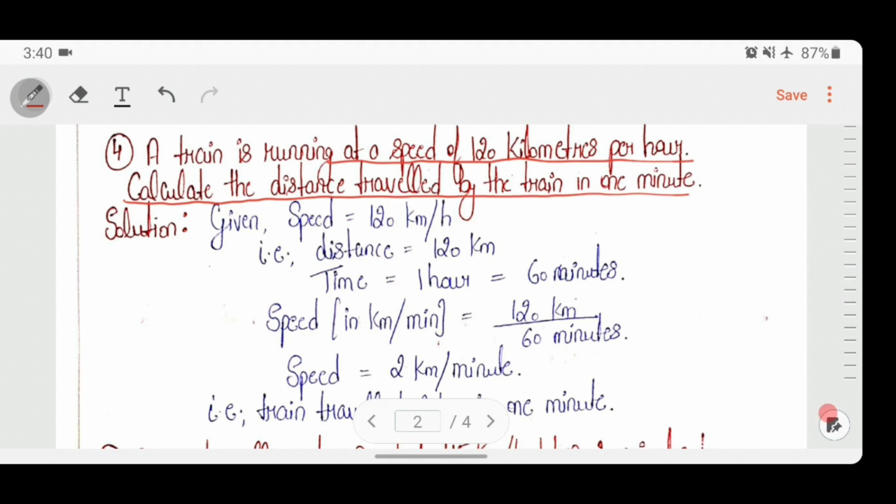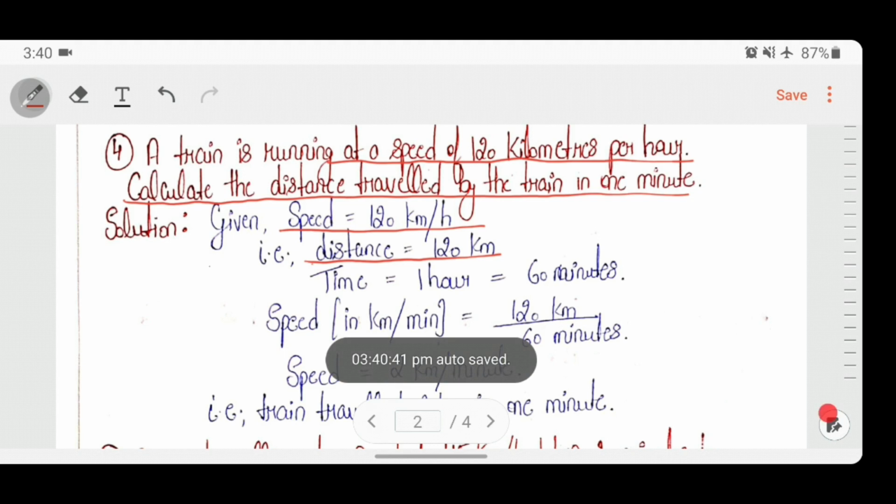First of all, we write all the quantities given in the question. We are given the speed of the train, which is 120 km per hour. If we find how much distance the train traveled in 1 hour, we can easily find that a distance of 120 kilometers is traveled by the train in 1 hour, because the speed of the train is 120 km per hour, which simply means that the train travels 120 kilometers in 1 hour. Now the time taken by the train is 1 hour.